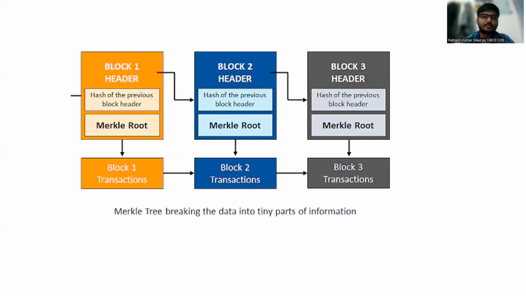So here we can see that the Merkle tree breaks the tiny information into many parts. Here the example is block one and block two, for simplification purposes. Thank you. That's all for this.